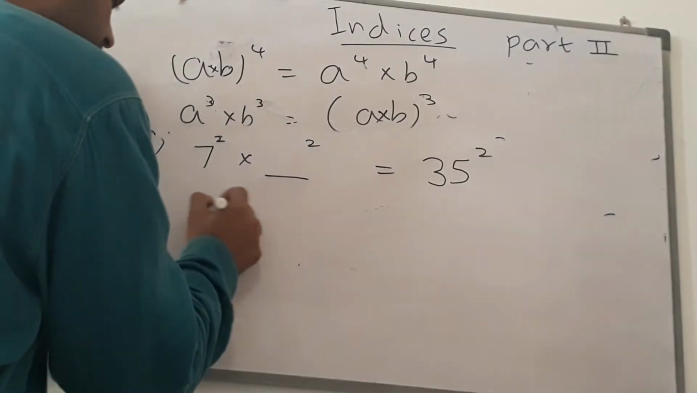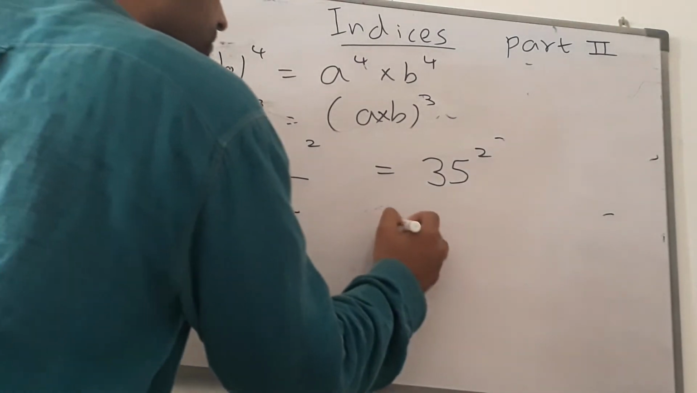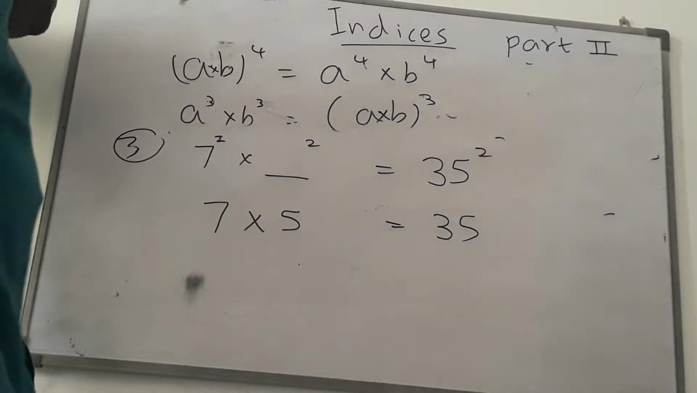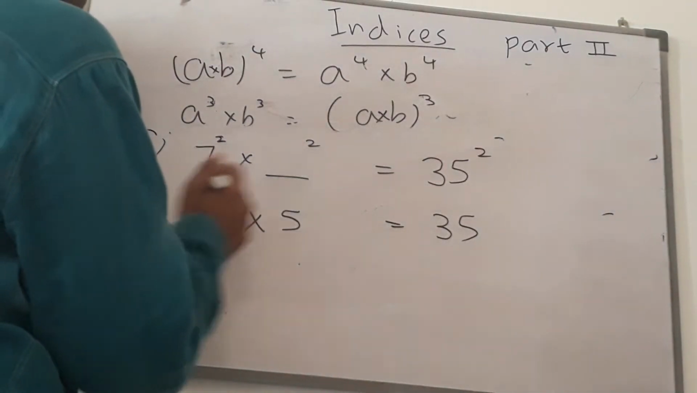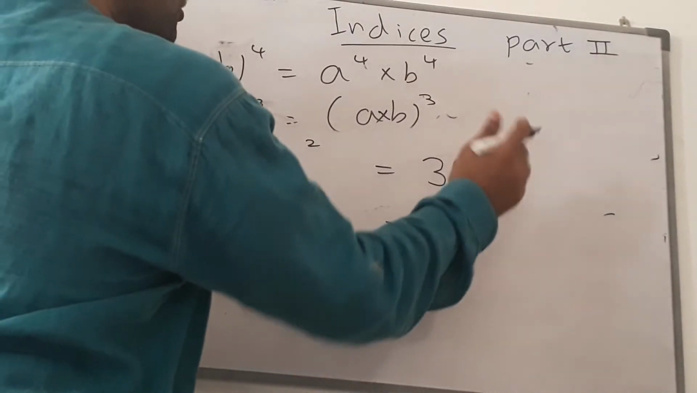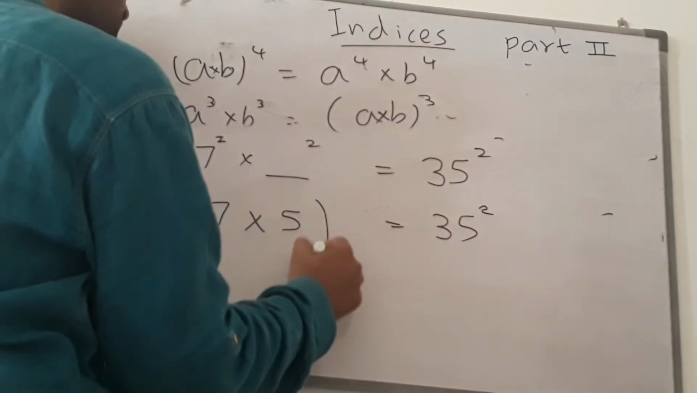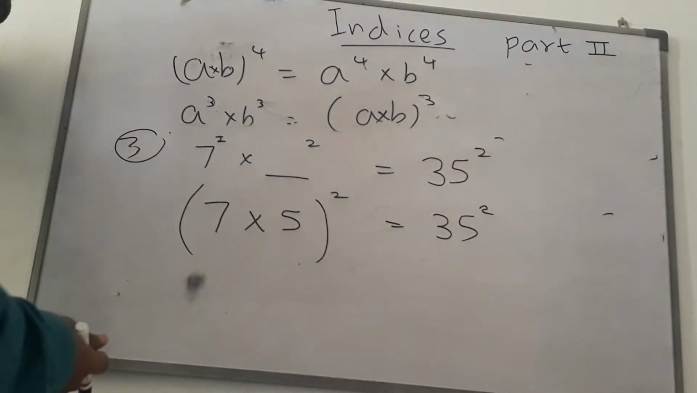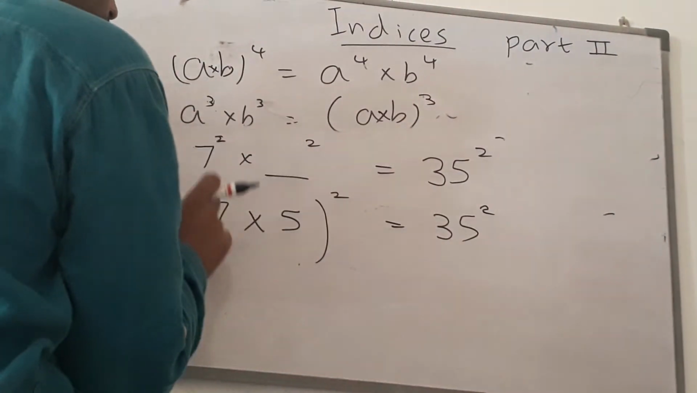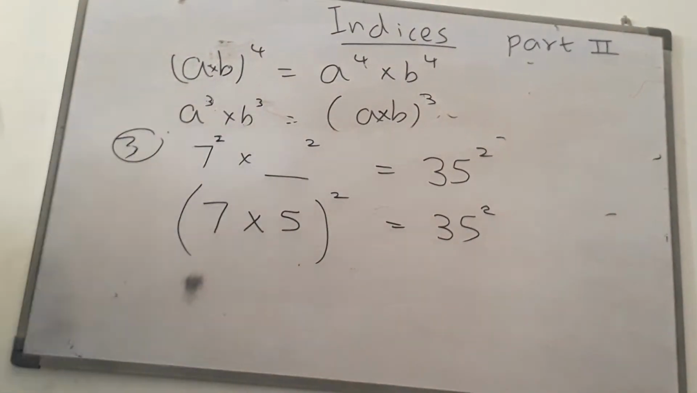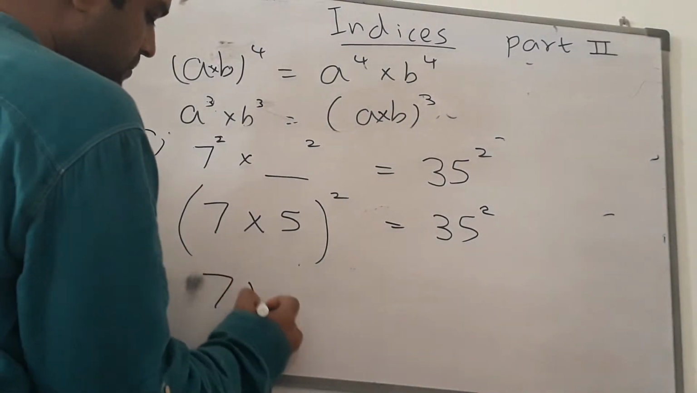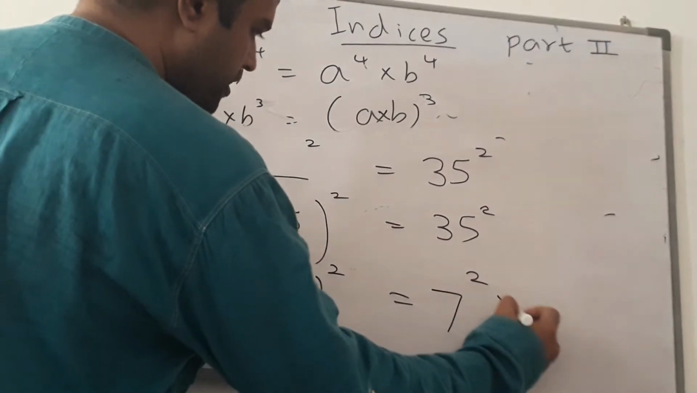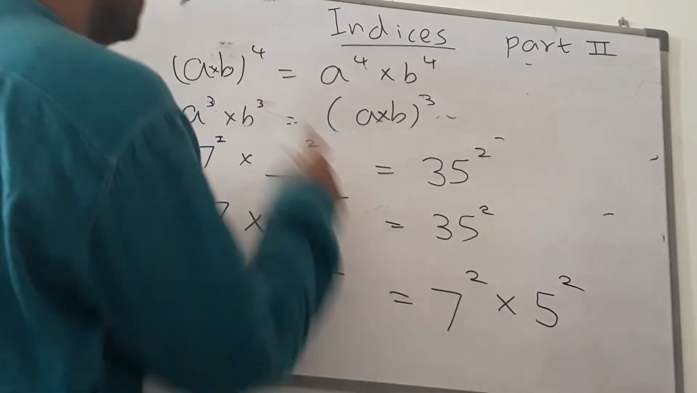Okay, we know 7 times 5 is 35. So we can write, we want to find 35 to the power 2. So I am going to square the left hand side as well. So 35 to the power 2 is equal to 7 times 5 all together to the power 2. So we know 7 times 5 all together to the power 2 is equal to 7 to the power 2 times 5 to the power 2.